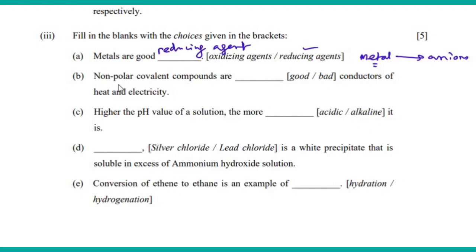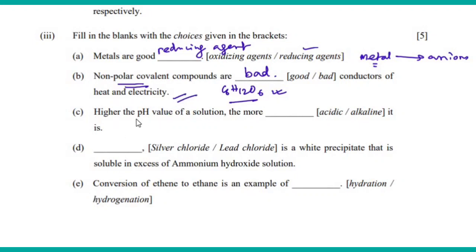We know non-polar covalent compounds such as C6H12O6, that is glucose, are non-polar. So, there is no charge separation in this compound. So, non-polar covalent compounds are bad conductors of heat and electricity.